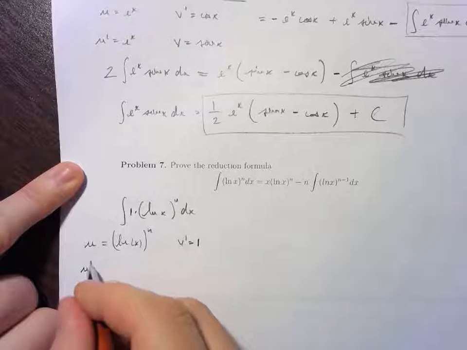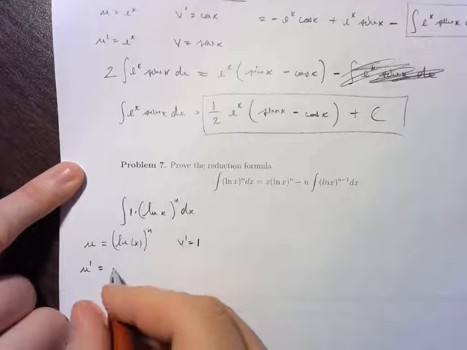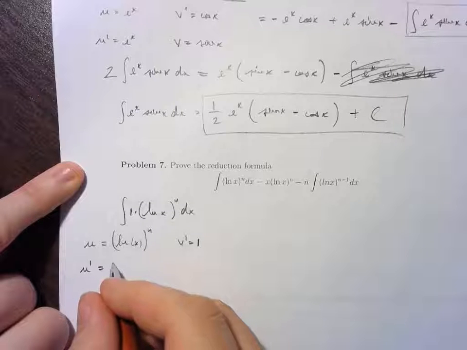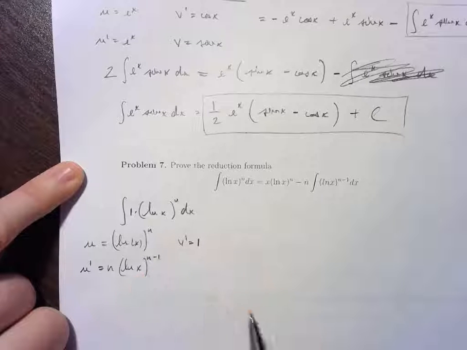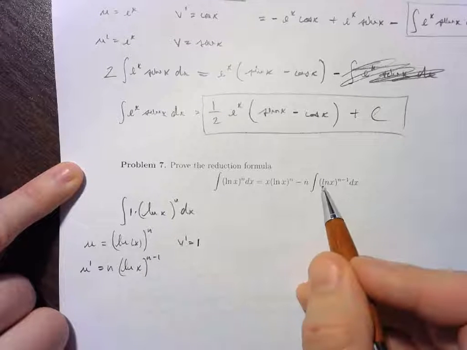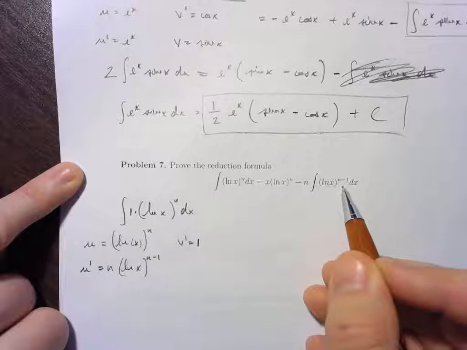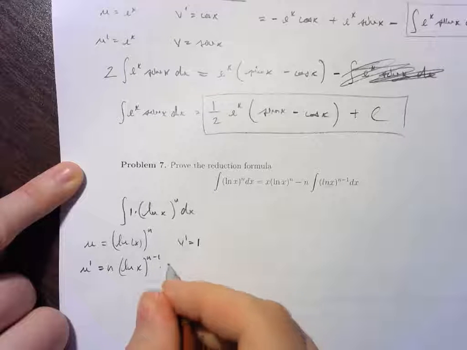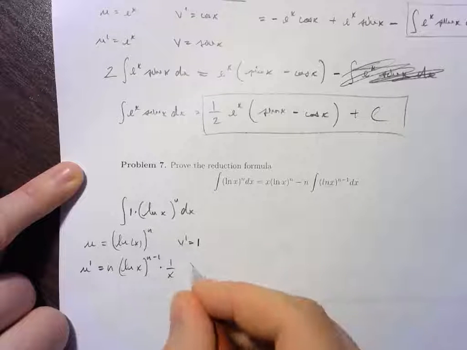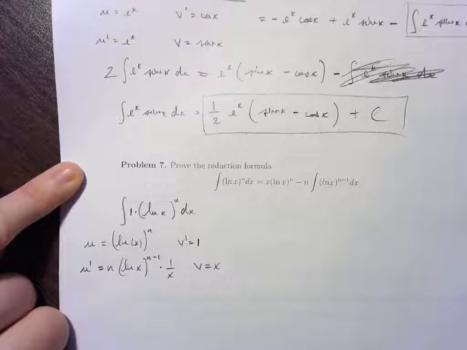Well, that means that u prime is going to be, and here I just apply the chain rule, so what do I have? n times ln of x to the power n minus 1, which is good because in the answer this to the power n minus 1 appears. So that's a good sign, times the derivative of natural log, which is 1 over x, and the v is going to be the integral of 1, which is just x.